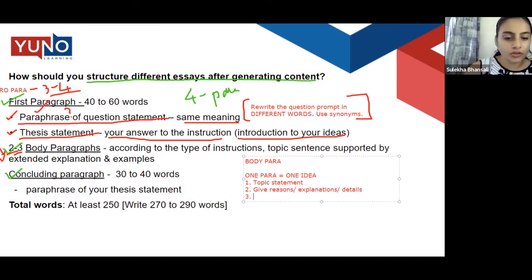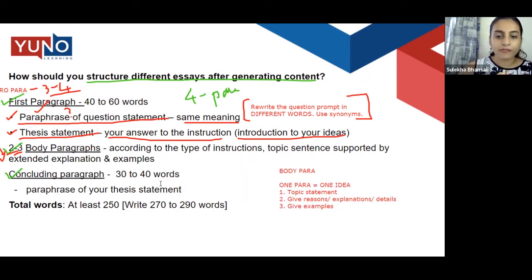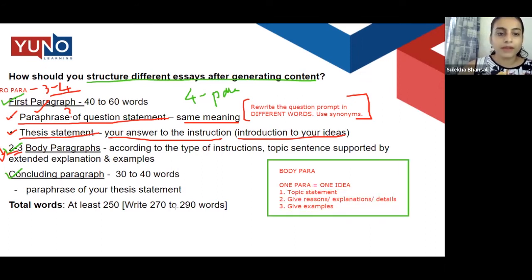The third thing which you need to do is give examples. This is very, very important because this is a requirement, and if you do not provide examples, you will lose marks, right? So this is how you should write the body paragraph. Whichever body paragraph it is, for whichever essay, this is the format you will follow. This is the format, right?